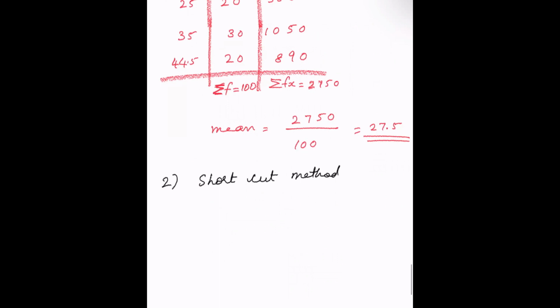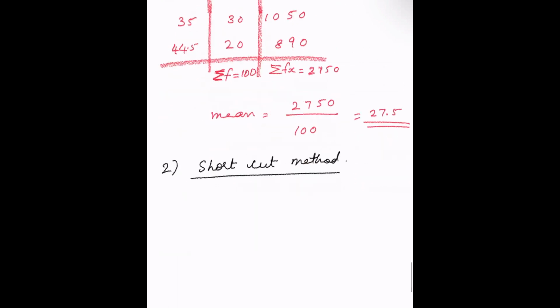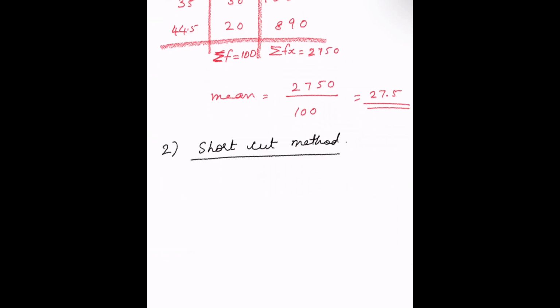Shortcut method. So in shortcut method, what you do is, I think I'll write it separately using another problem. So here, write down the question. Question is, you have again a table. Here we are talking about weights and number of students.